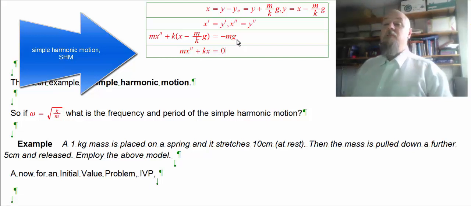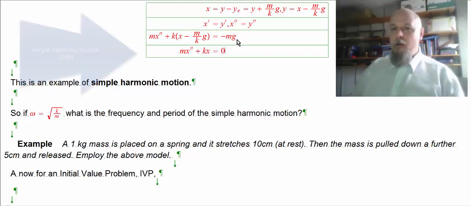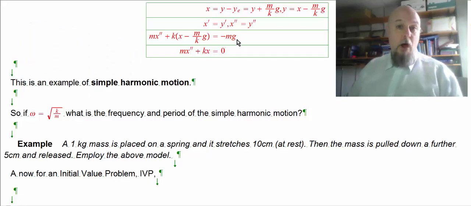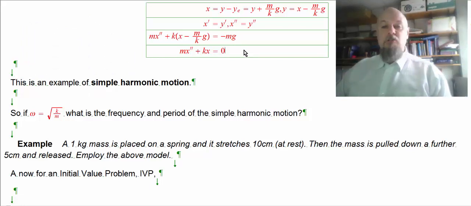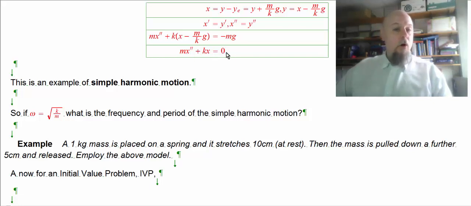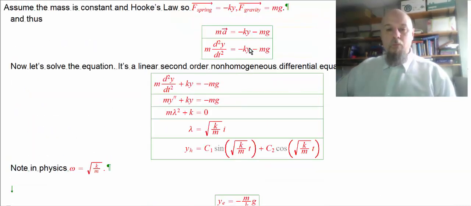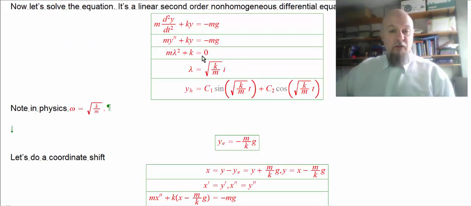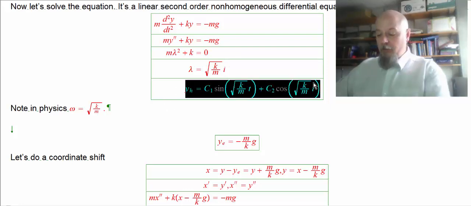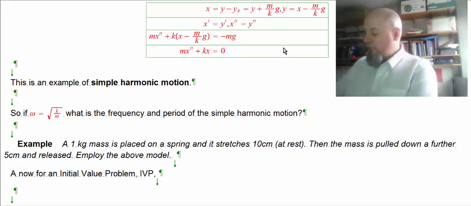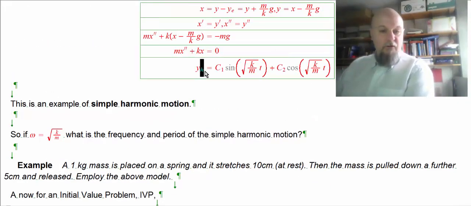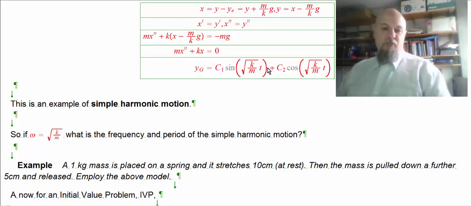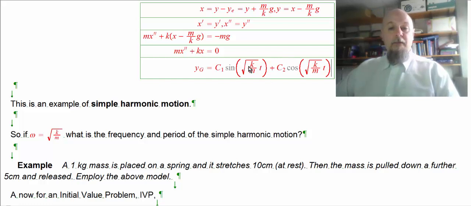So by measuring in a different coordinate system, by measuring distance from a different spot, essentially, I end up with a homogeneous equation. Now, look at this homogeneous equation. It's just x's swapped out for y's. So the auxiliary equation is going to be exactly the same. The eigenvalues are going to be exactly the same. But our bonus is that our solution to this equation is only the homogeneous solution, so that's the general solution. This is our solution to simple harmonic motion.